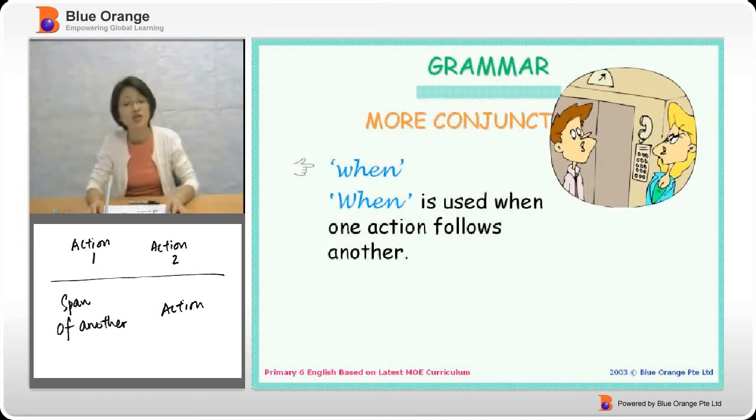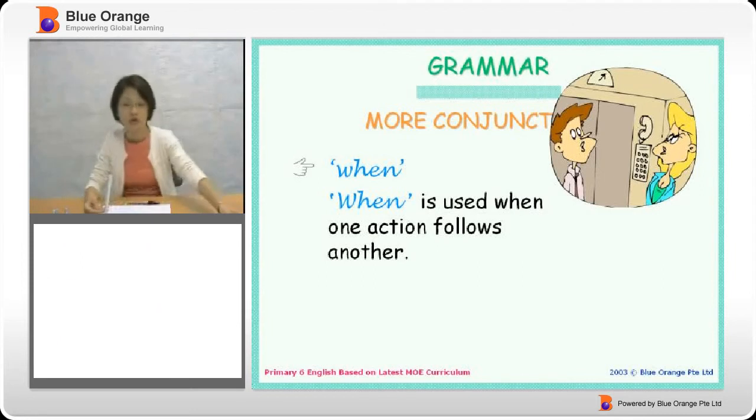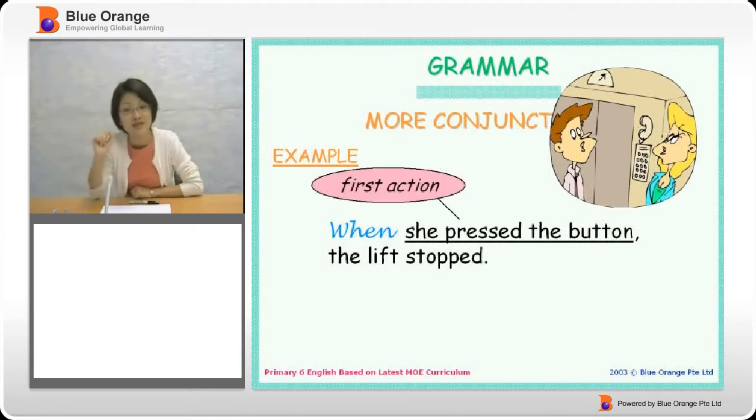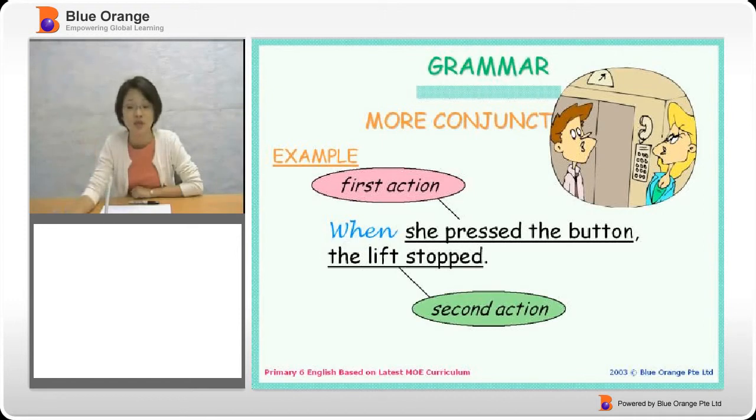When is also used when one action follows another. When she pressed the button, the lift stopped. Which came first? Pressing the button. Then next would be the lift stopped. Do you see the first action and the second action?